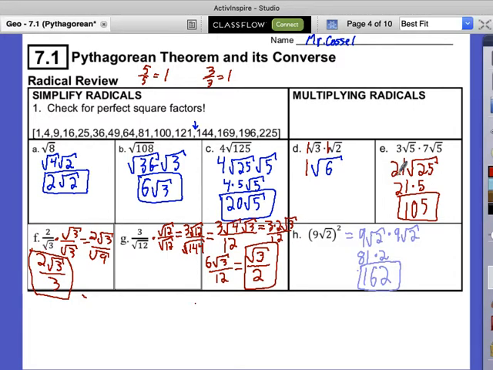So, geometry, Fun Sock Friday, the 6th of March, 2020, SWBA. What's that stand for, Clyde? Students will be able to, that T is silent, identify and use properties of special right triangles.